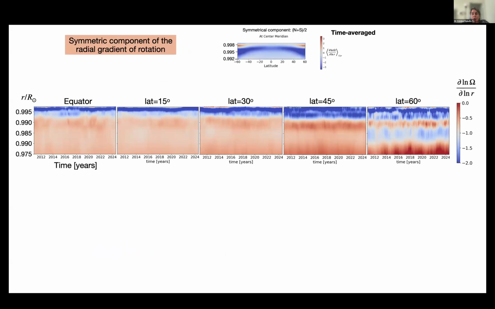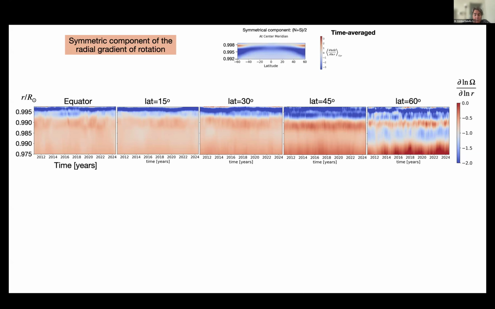So here on the top is the figure that I showed before for the 12-year average. And then they show the panels for each at center meridian, at equator, in different latitudes, as a function of depth, fractional radius and time. So we can see that this strong shear is very constant along the solar cycle. And you also see it getting deeper at higher latitude.